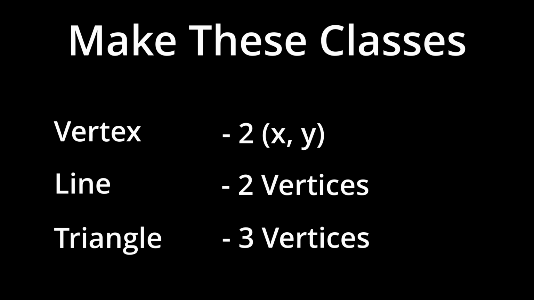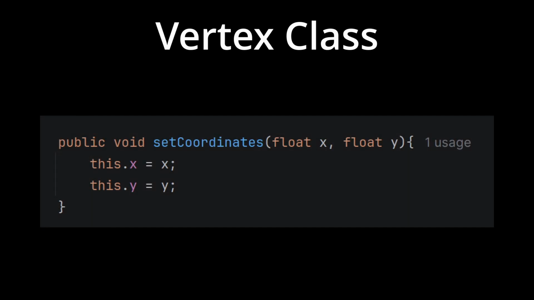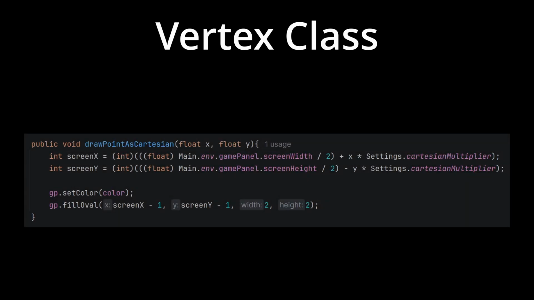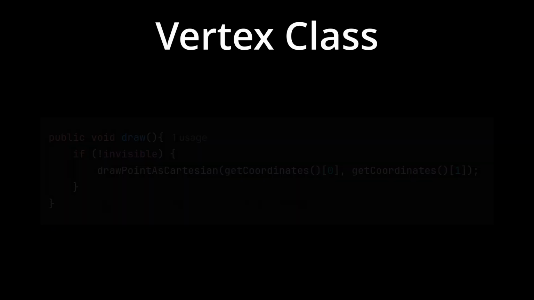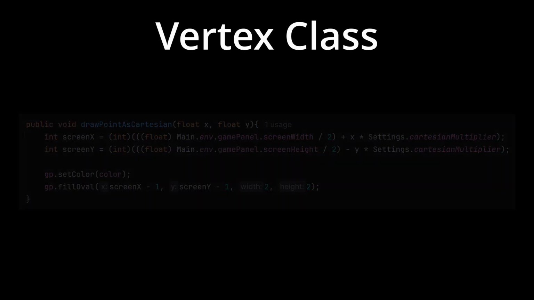Let's take a look at all the classes. This is the vertex class. This class contains 2 variables for coordinates. Then we make methods like set coordinates, get coordinates, drawing class for screen coordinate system, and a draw method. The way we draw the vertex is simple. Convert the Cartesian coordinates to screen coordinates by this equation and draw a filled oval to represent a point.